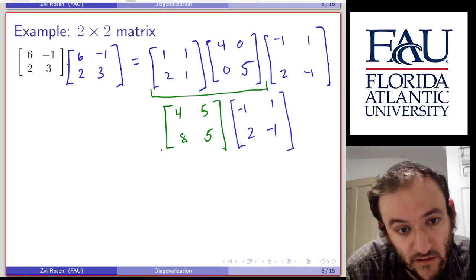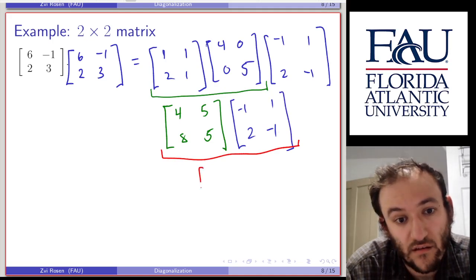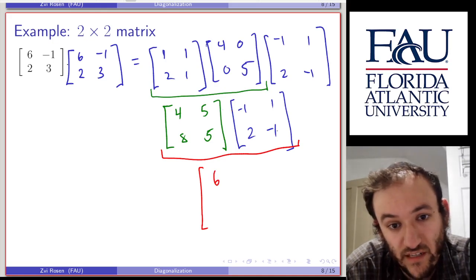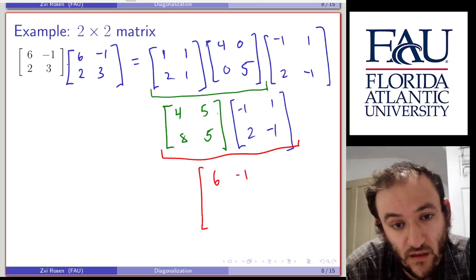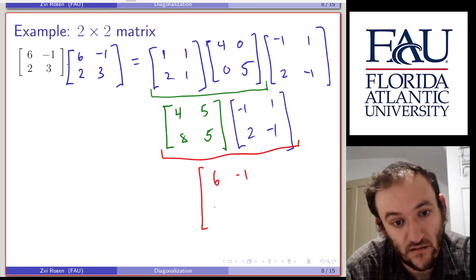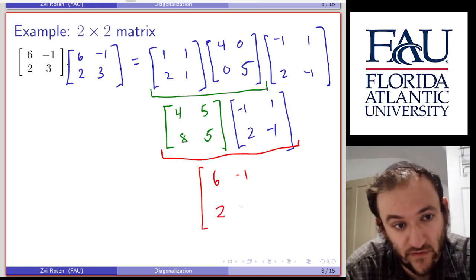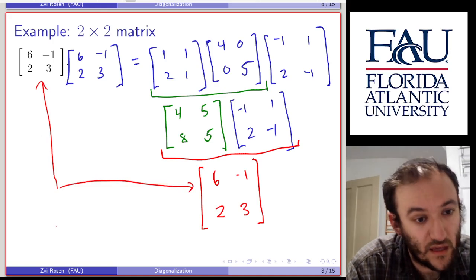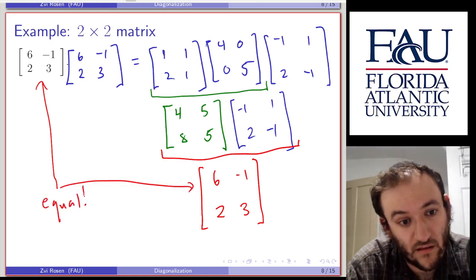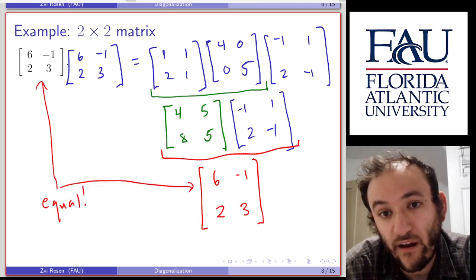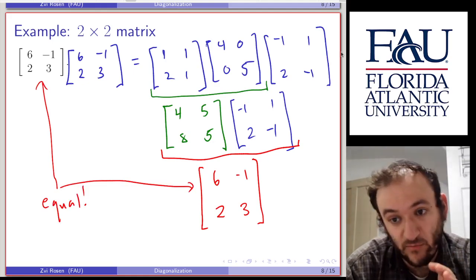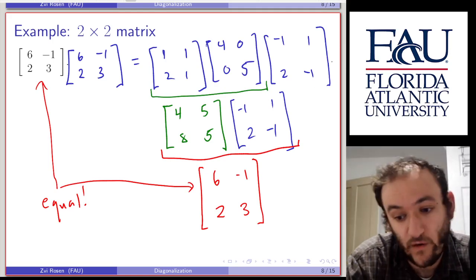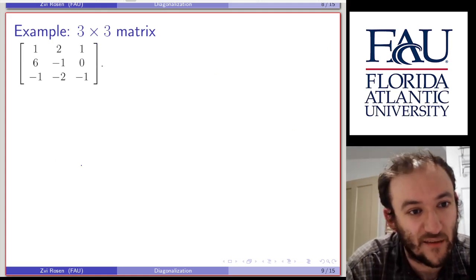And together these two give us 4 times -1 plus 5 times 2 is 6. 4 times 1 minus 5 times 1 is -1. 8 times -1 plus 10 is 2. And 8 minus 5 is 3. And indeed, these two are equal. So we just found a way to write our matrix factored as a diagonal matrix and then with a P and a P inverse, just using the eigenvectors and eigenvalues. Okay, let's do it for a little bit of a harder example, 3 by 3.